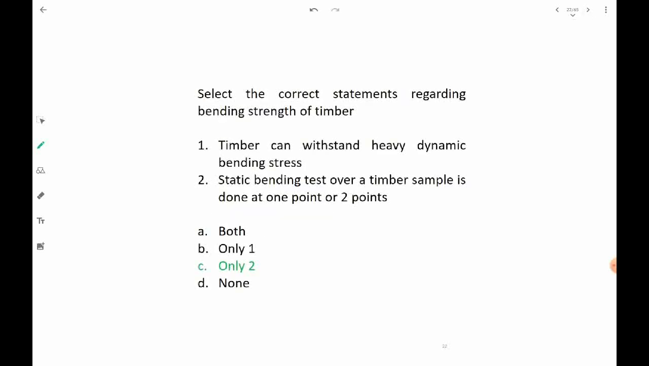Select the correct statement regarding bending strength of timber. Only statement number 2 is right here, that is, the static bending test over a timber sample is done at 1 point or 2 points.